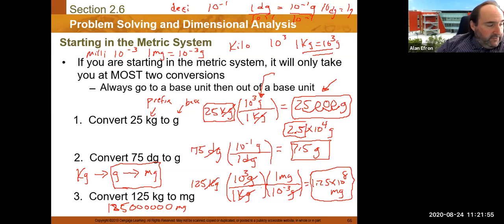Question on those conversions there? And again, these sort of conversions here are considered exact numbers. Don't have to worry about sig figs. And again, you can get an answer in between.